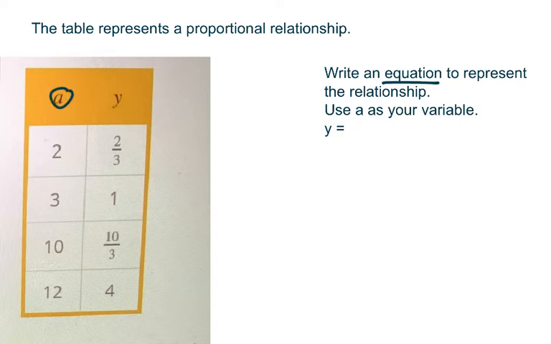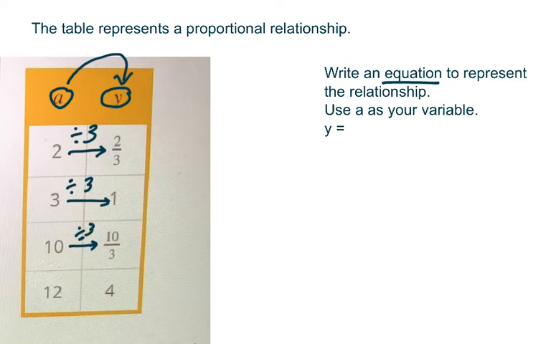What can we use? We're going to multiply A times something, and that should give me the values in column Y. So the first thing I thought of, to be honest, wasn't multiplying. It was actually a division relationship. I noticed that if I divided each of the values in column A by 3, it gave me the values in column Y.